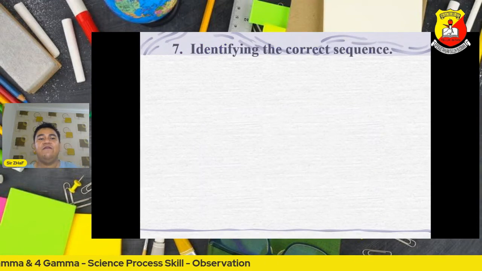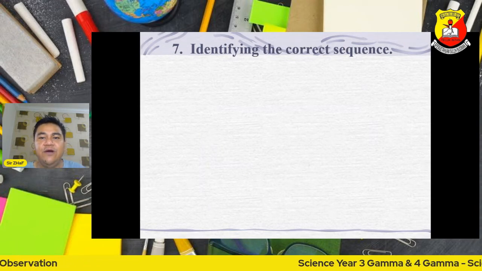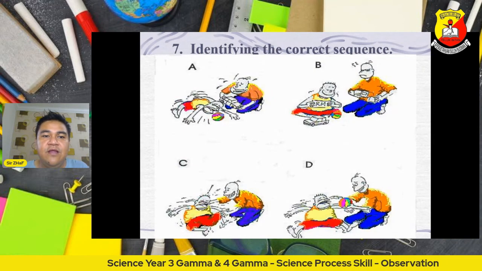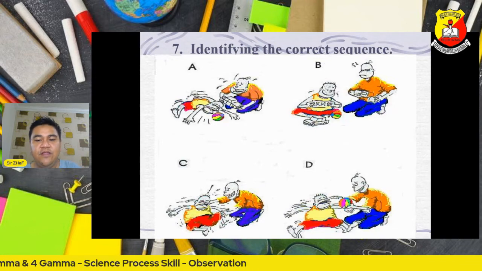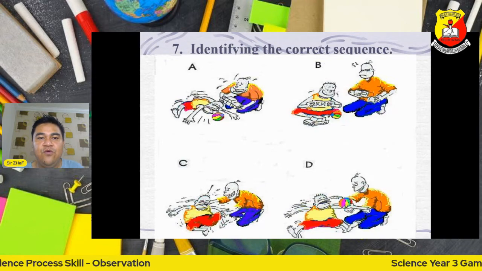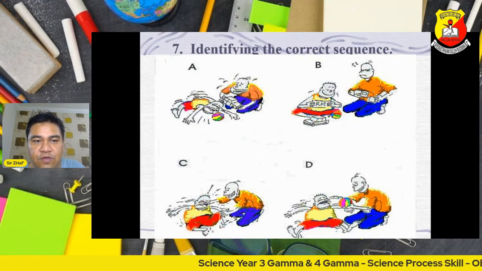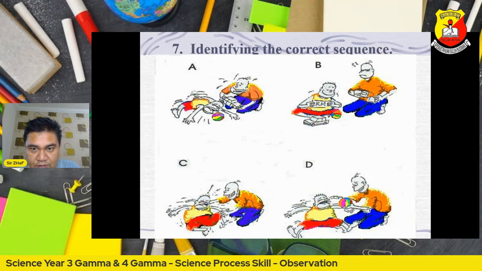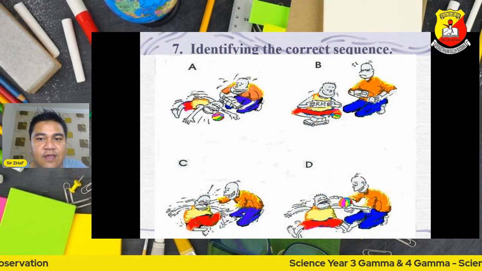Okay, next, number 7. What you need to do is identify the correct sequence. Look at picture A, picture B, picture C, and picture D. You need to arrange them in the correct sequence. So which one is the first? Okay, look at the pictures. I think the answer is C.